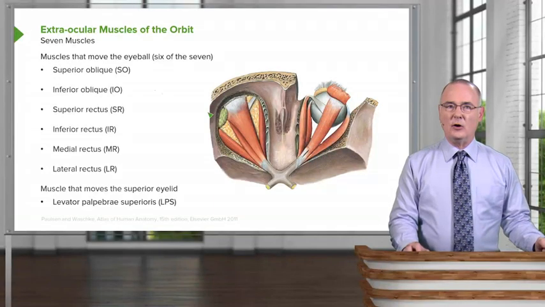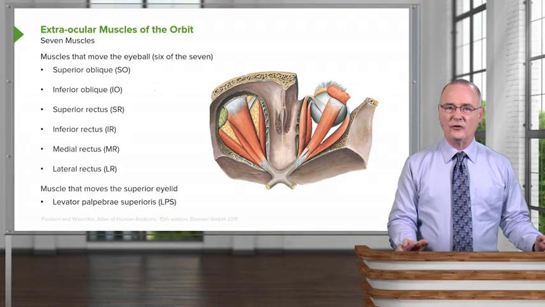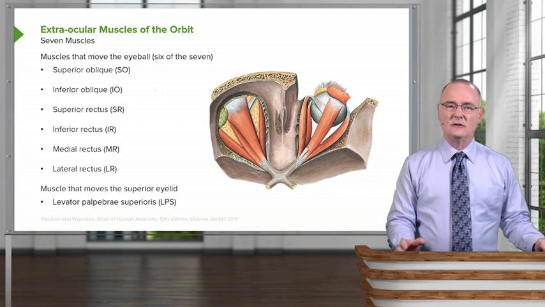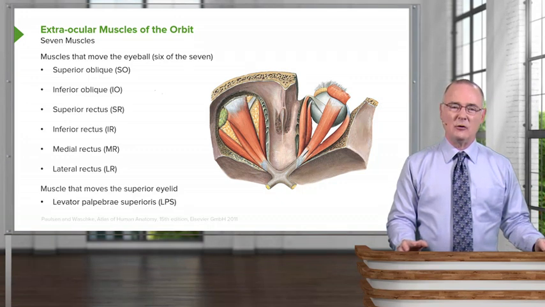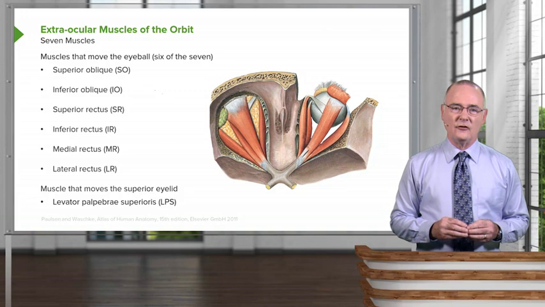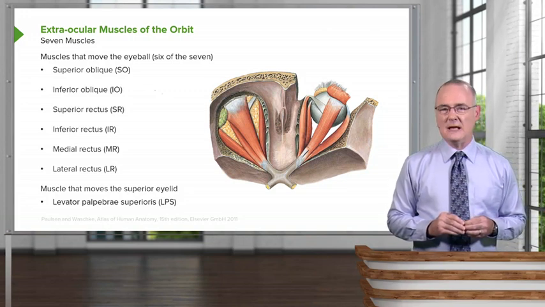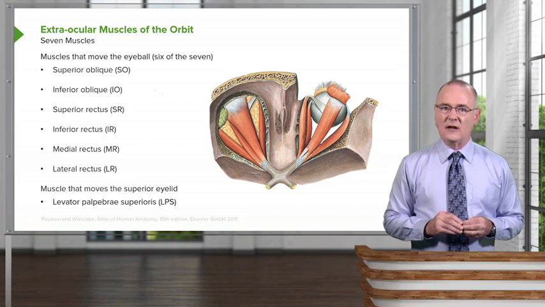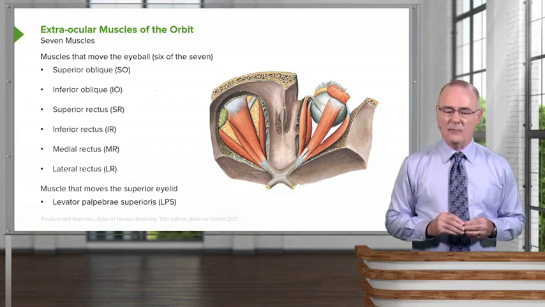The 7th member of the extraocular muscles of the orbit does not attach to the eyeball itself. Instead, this muscle attaches to the superior eyelid and thus is able to elevate it or to allow it to depress or go into a closed position. This muscle is referred to as the levator palpebrae superioris, and we will abbreviate that with the acronym LPS. So now let's take a look at this particular muscle.